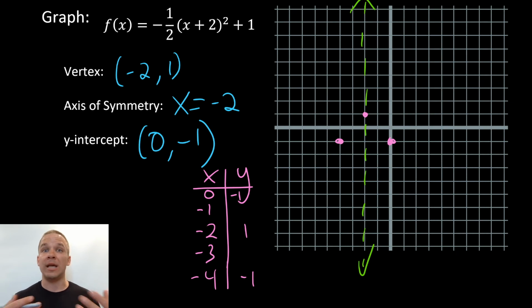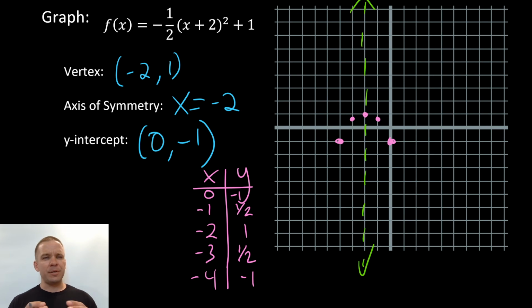You don't have to do that. You can. So if I plug in -1, let's see here. We have -1 plus 2. That's 1. Squared is 1. 1 times -1/2 is -1/2. -1/2 plus 1 is 1/2. So we got 1/2 right here. And the same is going to happen if I plug in -3. So if I have 1/2, I'm going to be right about here and here.